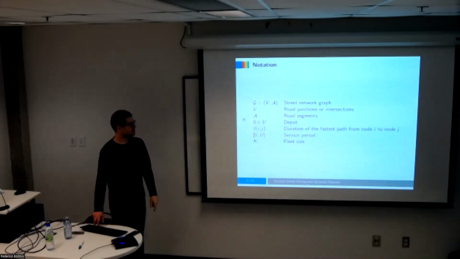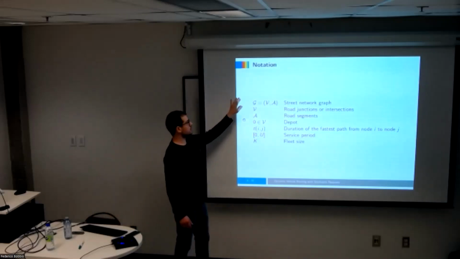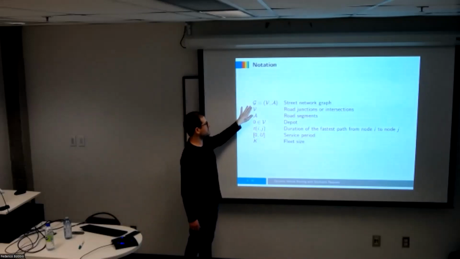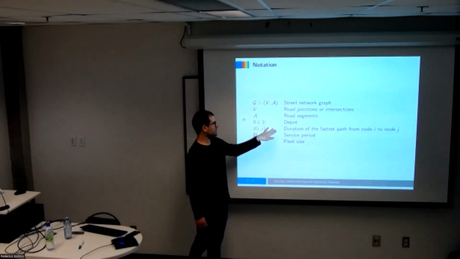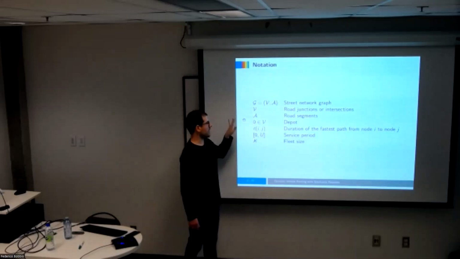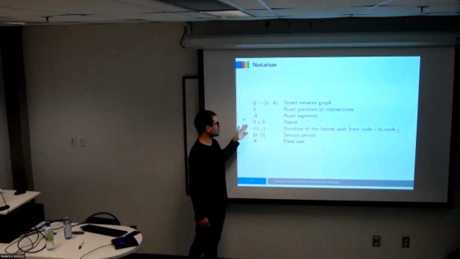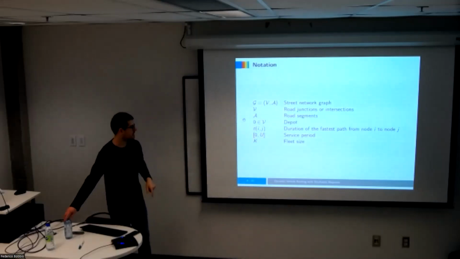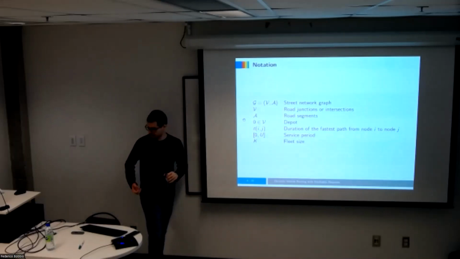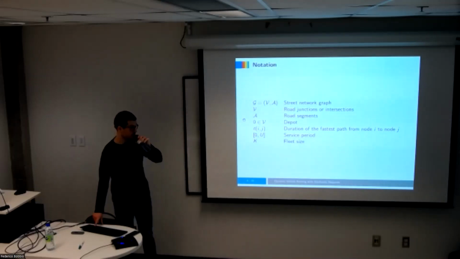I will introduce some notation, trying to be as light as possible. You have a street network graph G, with a set of intersections V and some road segments A. The depot is identified by node 0. You know the duration of the fastest paths in the network, so you can pre-compute all these shortest paths. And the service period is represented by the interval 0 to capital U, and you have a fleet of capital K vehicles.